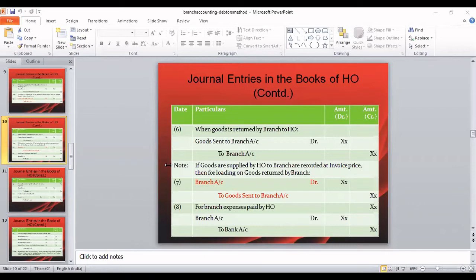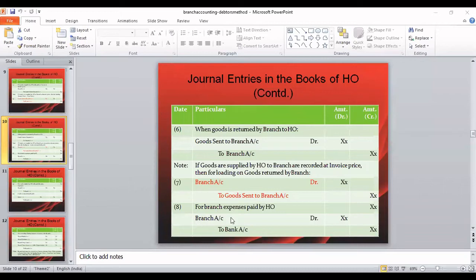See, beta, generally when you pay any expenses, what entry are we supposed to pass? Expense account debit to bank account. Is this part clear? But the thing is that here the expenses are incurred by head office, no doubt, but the expenses are not of head office. The expenses belong to whom? Branch, correct?